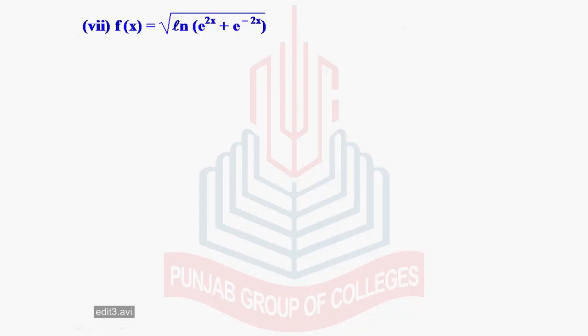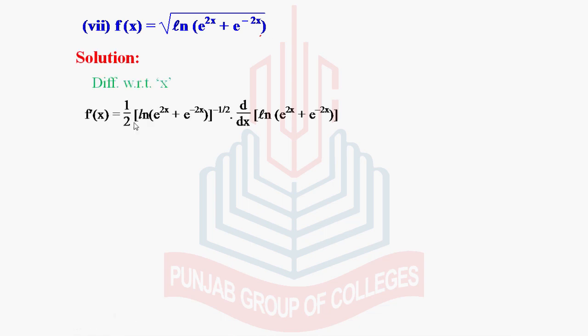Now our seventh part is f of x is equal to square root of log of e raised to the power 2x plus e raised to the power minus 2x. Solution: differentiate with respect to x. So here we use our power formula.